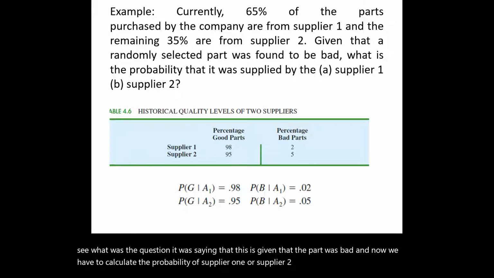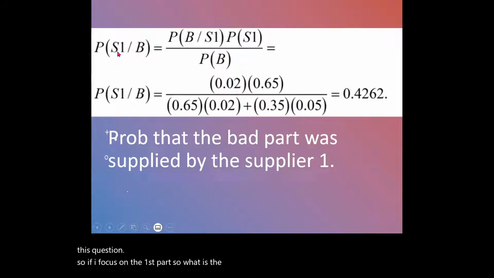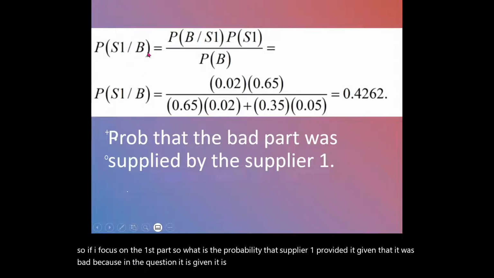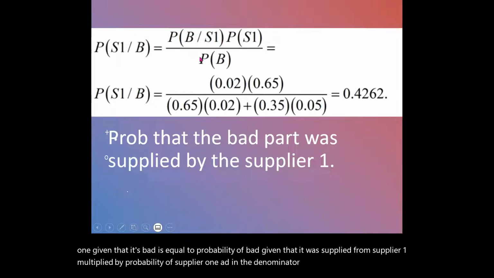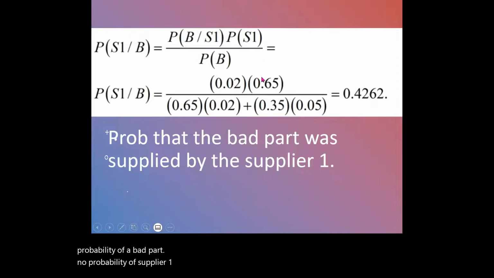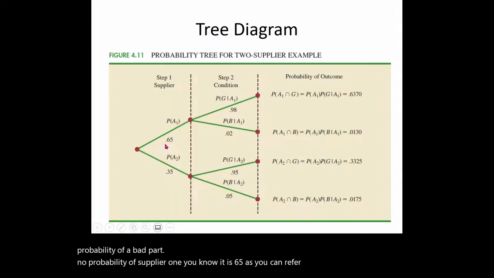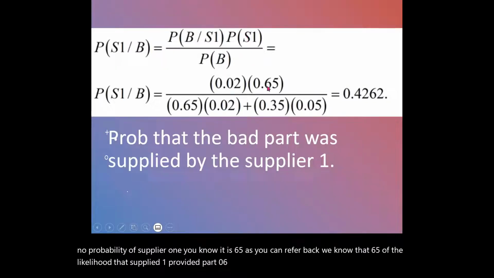So basically there are two parts of this question. If I focus on the first part, what is the probability that supplier 1 provided it given that it was bad? Because in the question it is known that the part is bad. So probability of S1 given that it's bad is equal to probability of bad given that it was supplied from supplier 1 multiplied by probability of supplier 1, and in the denominator we have the total probability of a bad part. Now probability of supplier 1, you know it is 0.65. As you can refer back, we know that there is a 65% likelihood that supplier 1 provided the part. So 0.65 is the probability of supplier 1.